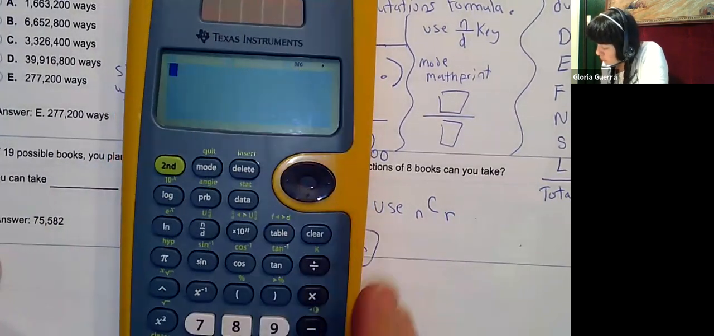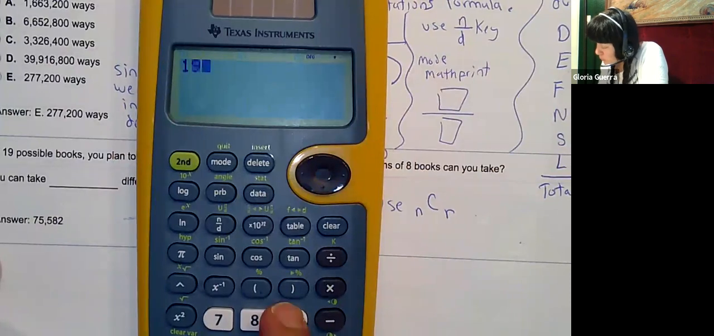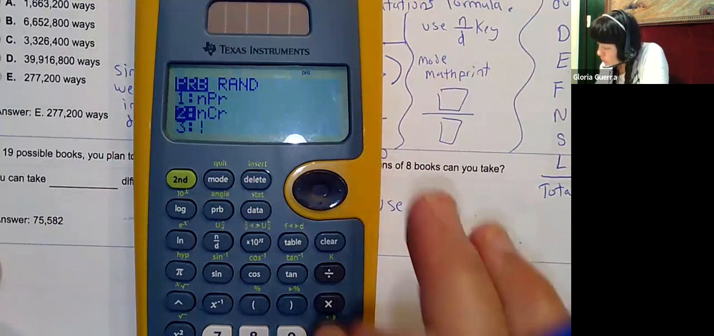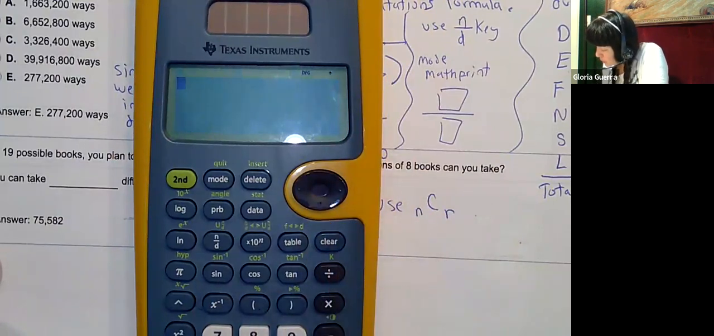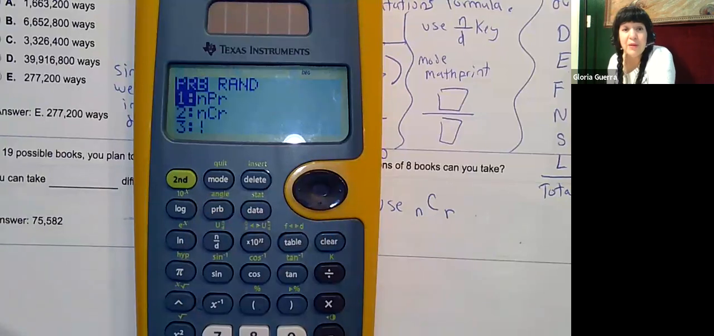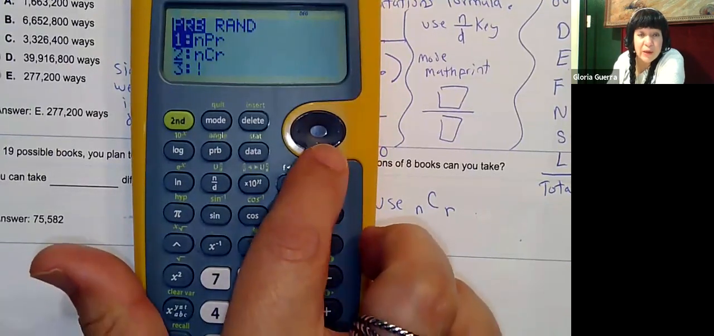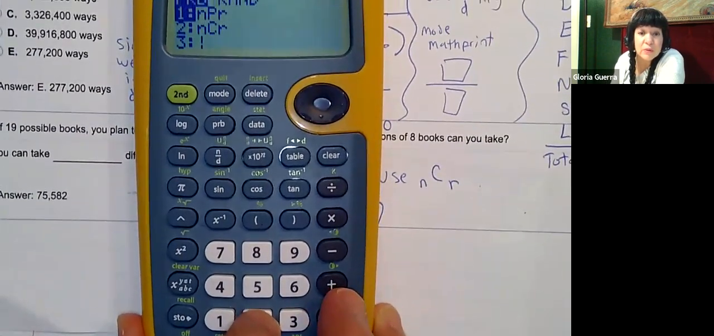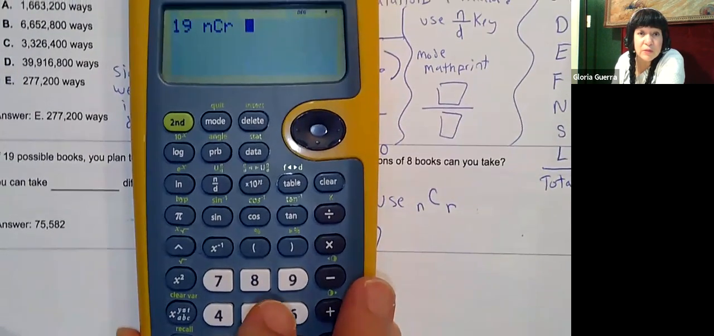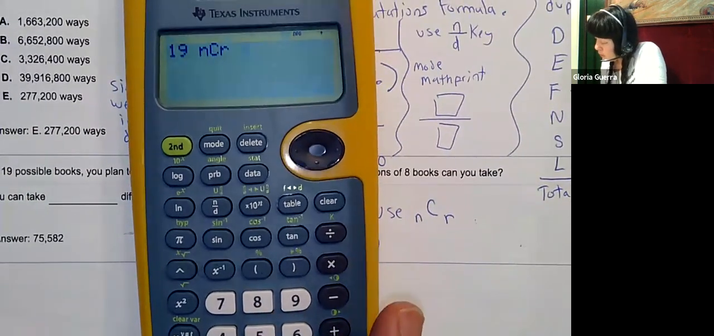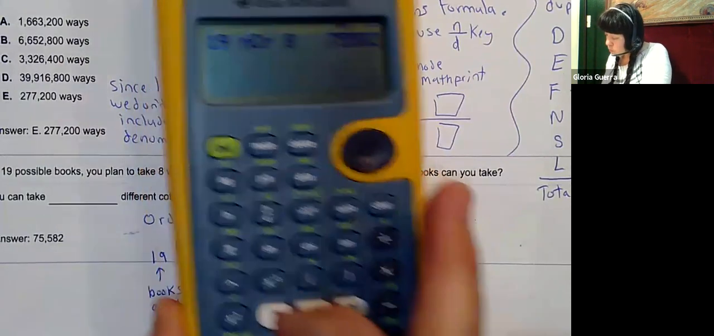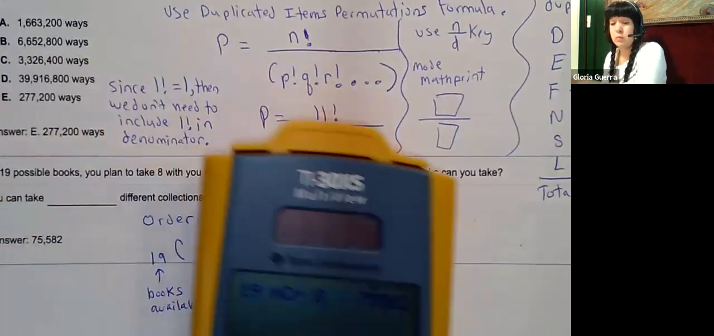So again, I'm typing 19 probability, and then I hit number 2. Let me try it again. 19 probability, and then you can either tab down, or you can just hit number 2. If I hit number 2, look what happens. See how that takes you to that? And then you were taking 8 books with you, and then hit enter.